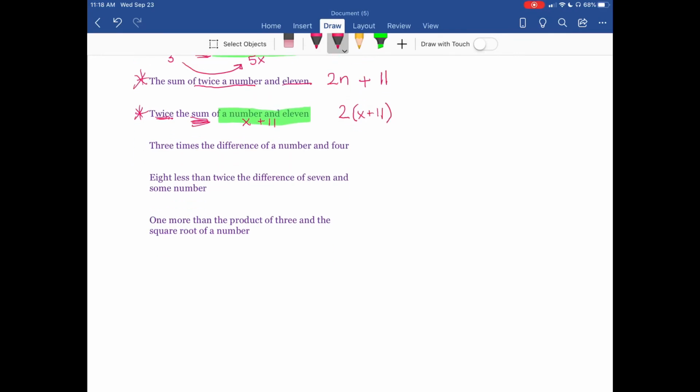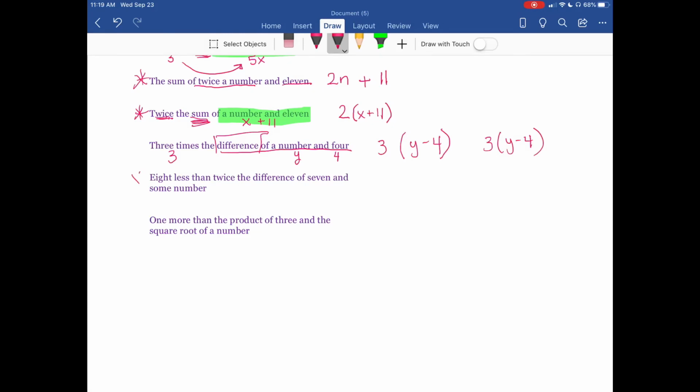Okay, let's look at the next one. 3 times, so that's 3 times the difference. So now 3 times what? Not a number, but 3 times the difference. So I know it's going to be 3 times the difference of what? The difference of a number, I don't know it, I'll call it y, and 4. So difference means y take away 4, and that's my difference, and then I want to triple it. So that expression, I'll write it so that it would look like so. 3 times the difference of a number and 4.